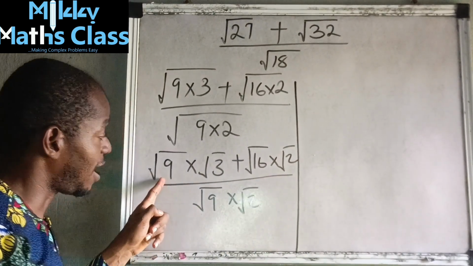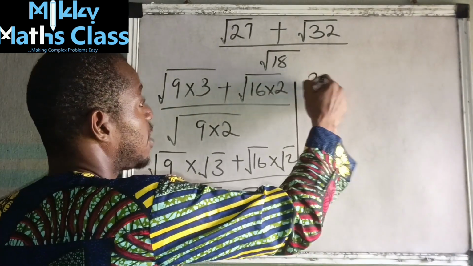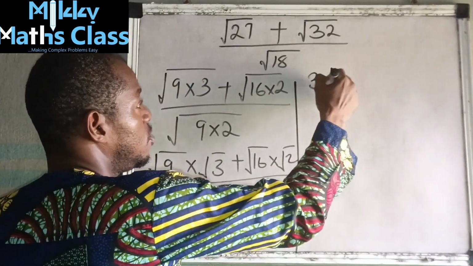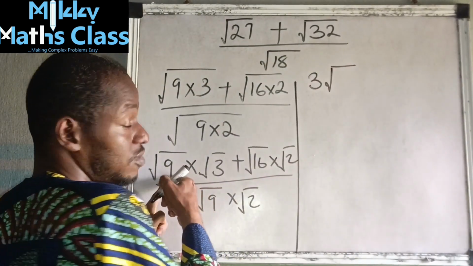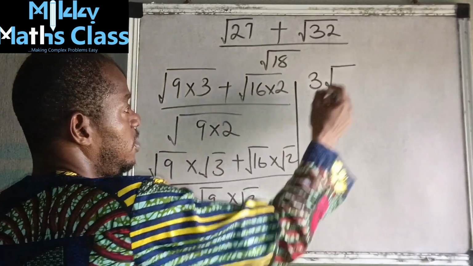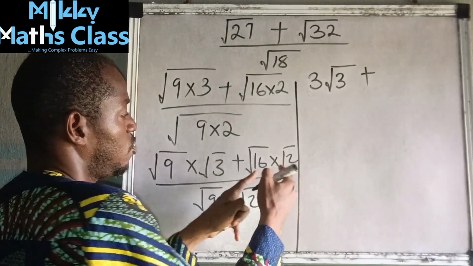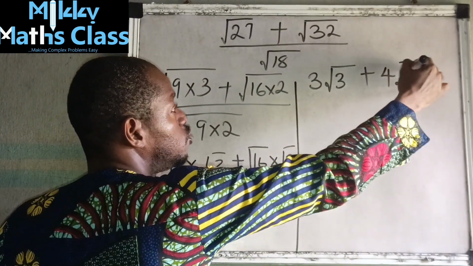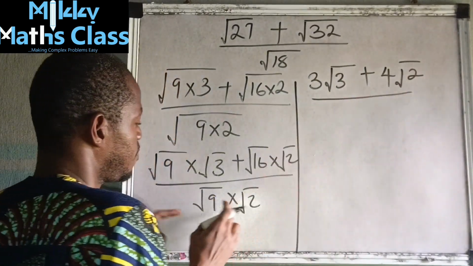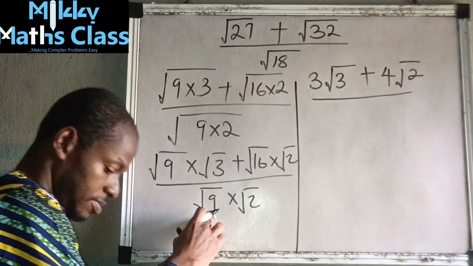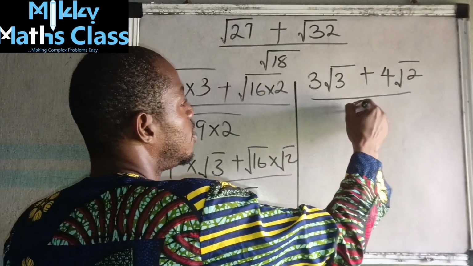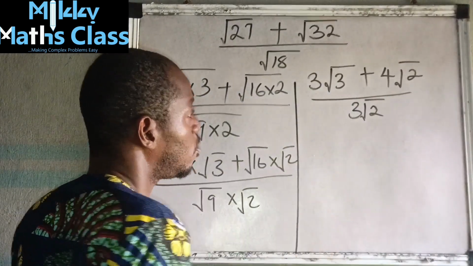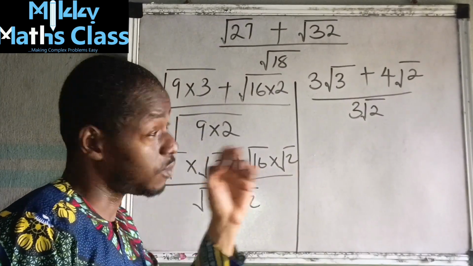So the square root of 9 is 3, so we have 3 root 3 here, plus the square root of 16 is 4, so we have 4 root 2, all over the square root of 9, which is 3, times root 2, so 3 root 2.